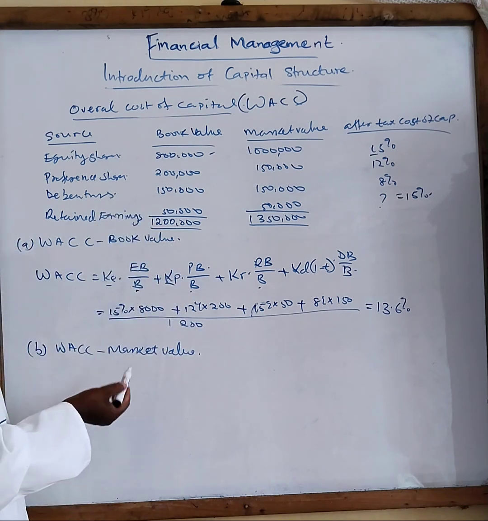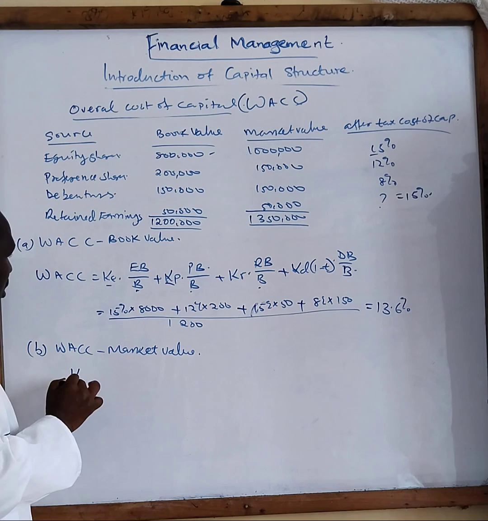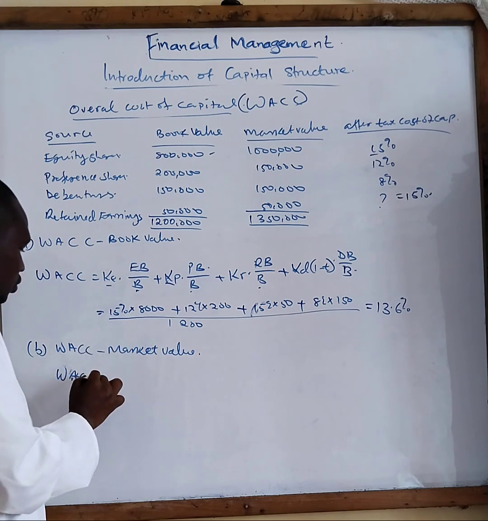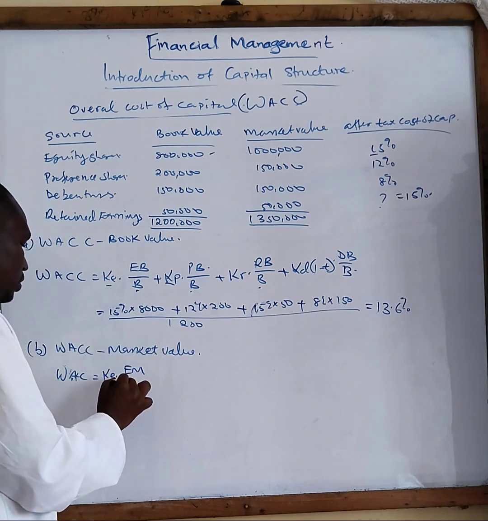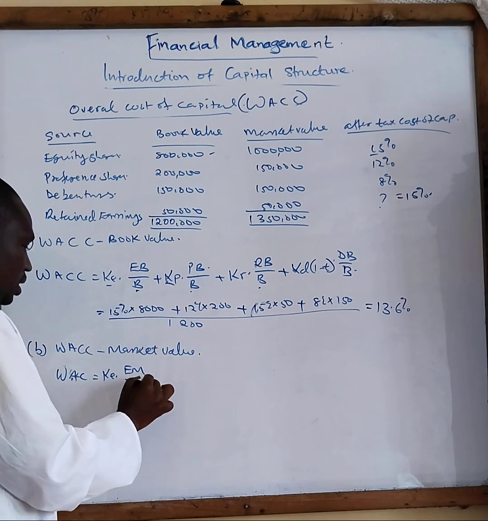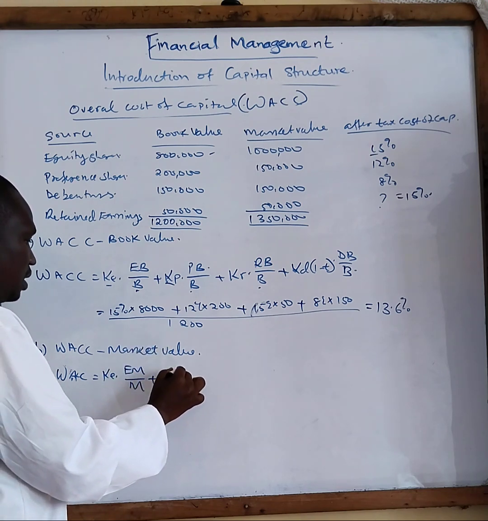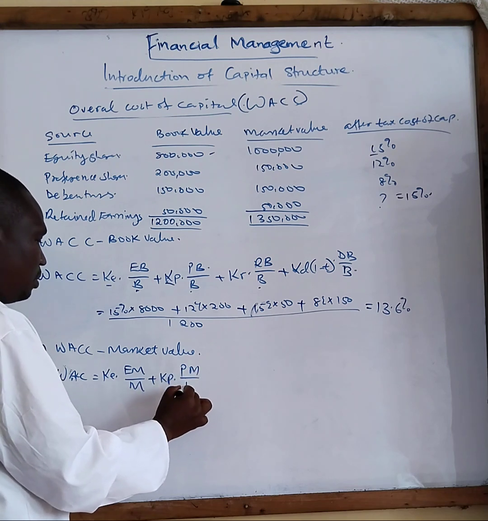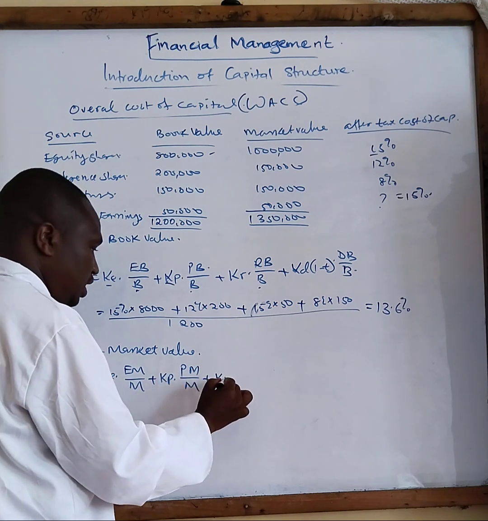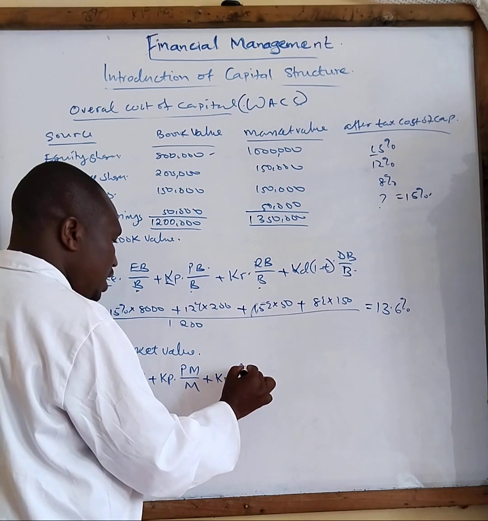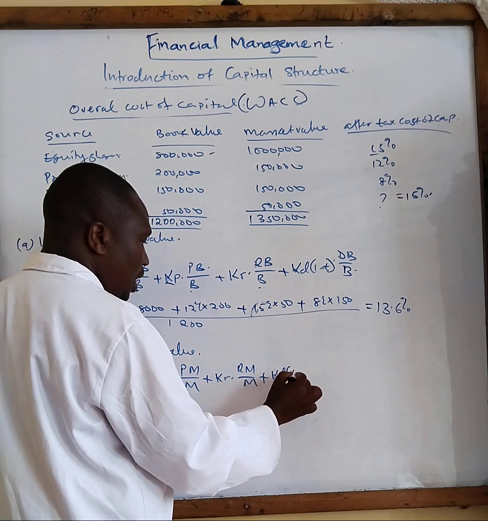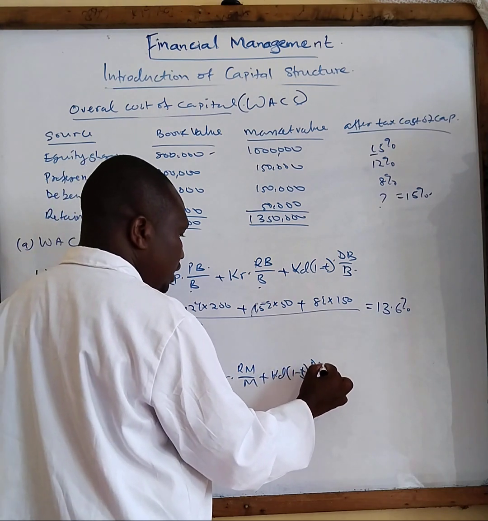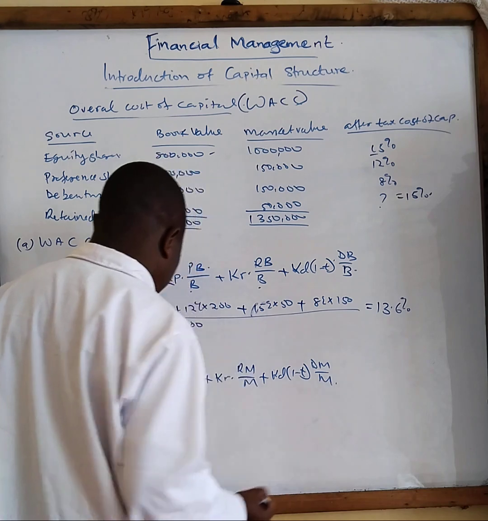Now, the formula remains the same. WACC is equal to cost of equity multiplied by equity at the market value divided by the market total, plus cost of preference times preference market value over market, plus cost of retained earnings times market divided by the market, plus cost of debt (1 minus t) times debt at the market value over the market.